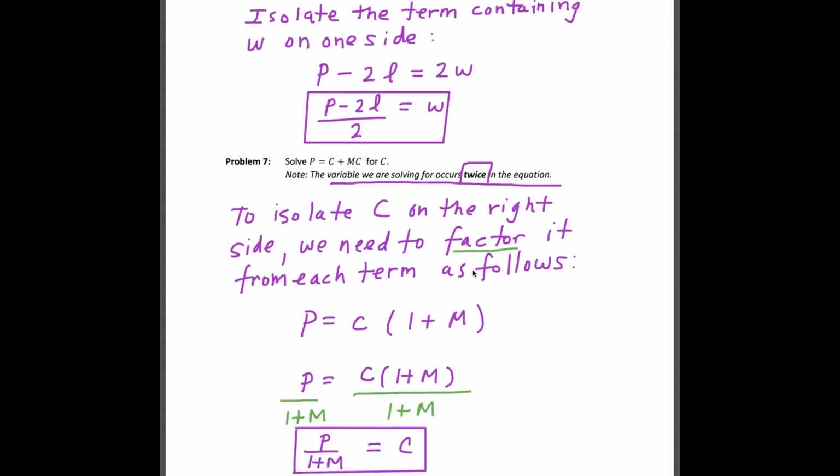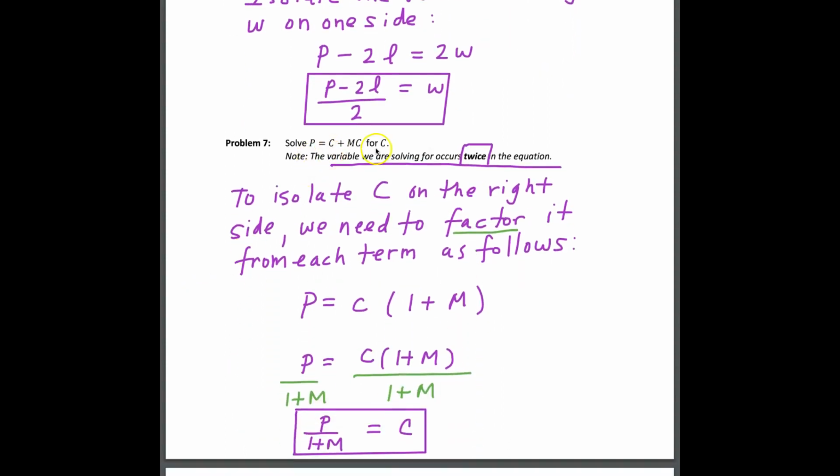Let's take a look at problem 7 and how it differs. Okay, kind of a similar equation in a way, except C occurs twice in the equation. If you encounter this situation, you need to factor the variable that you're trying to solve for from each term on the right-hand side. So I need to pull this C out. I need to isolate it. I want to get it by itself. I'm going to keep it on the right side.